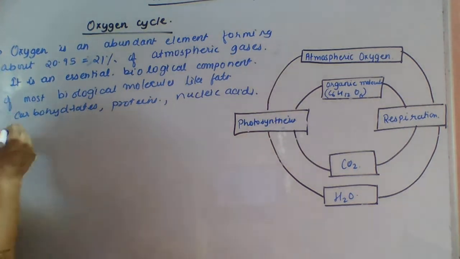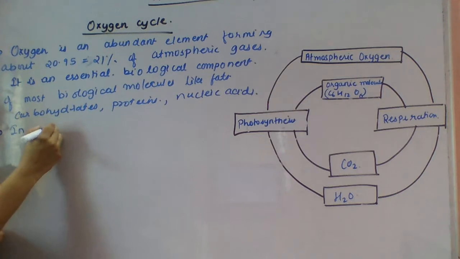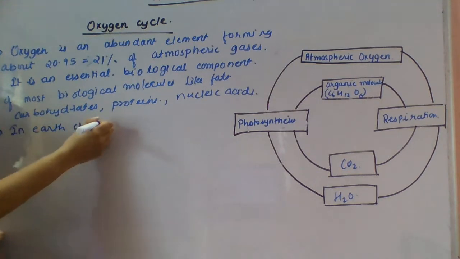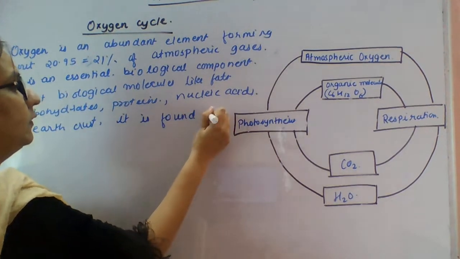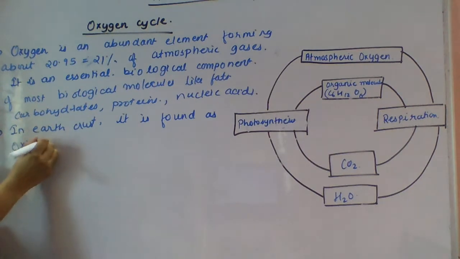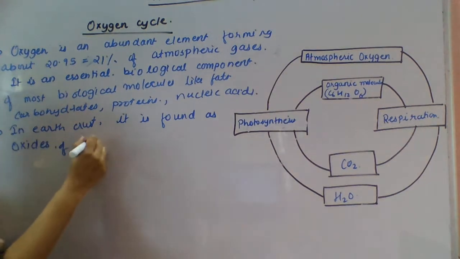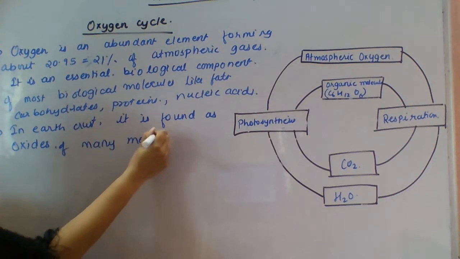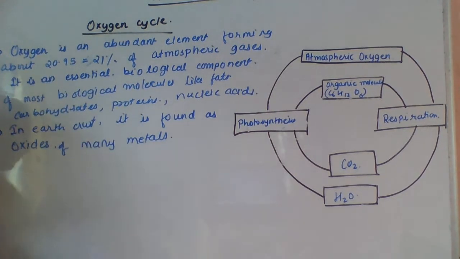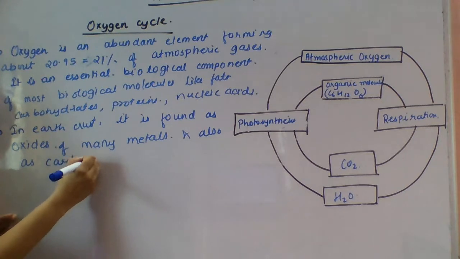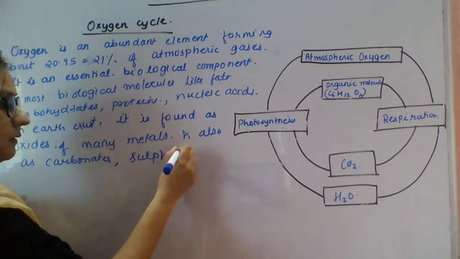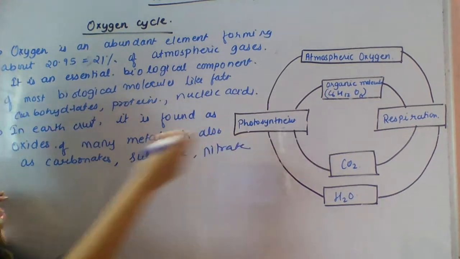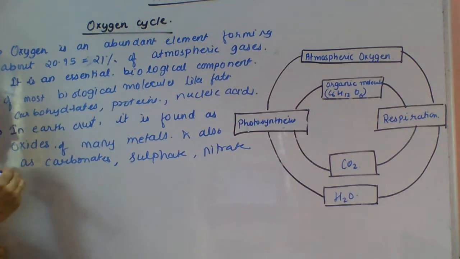In the Earth's crust, it is found as oxides of many metals, and also as carbonates, sulfates, nitrates, and other minerals.